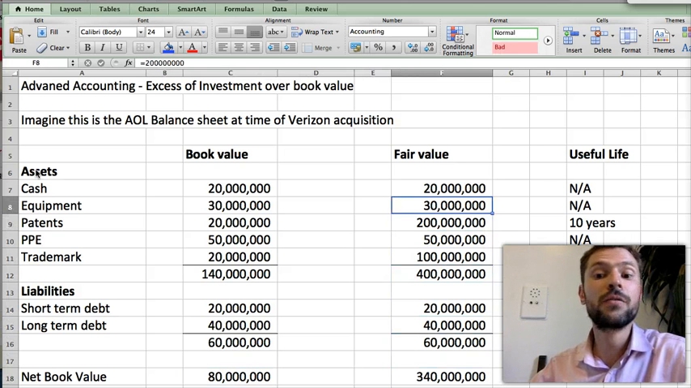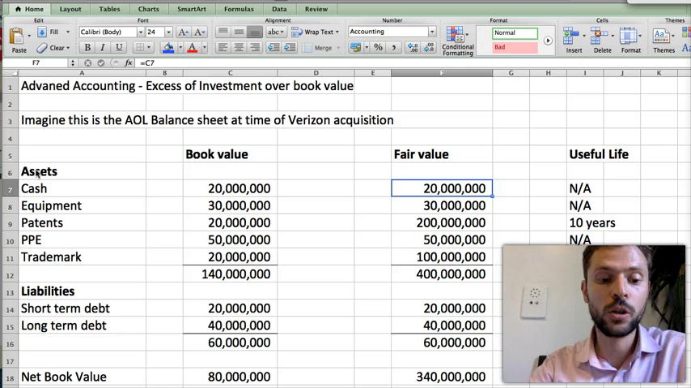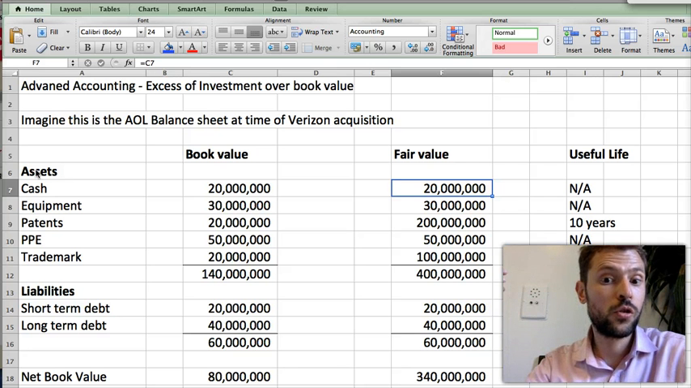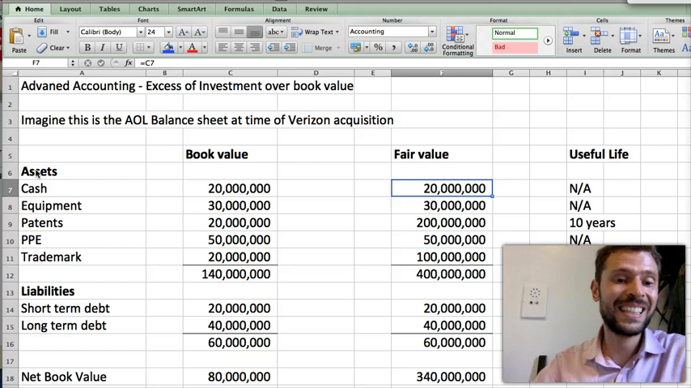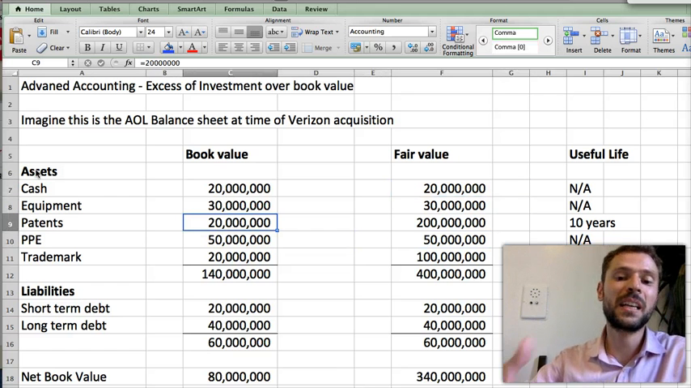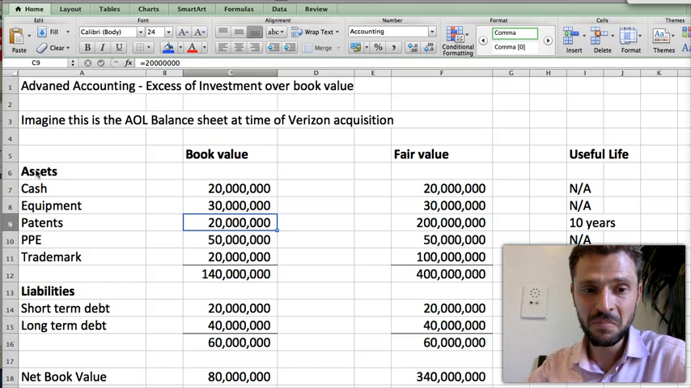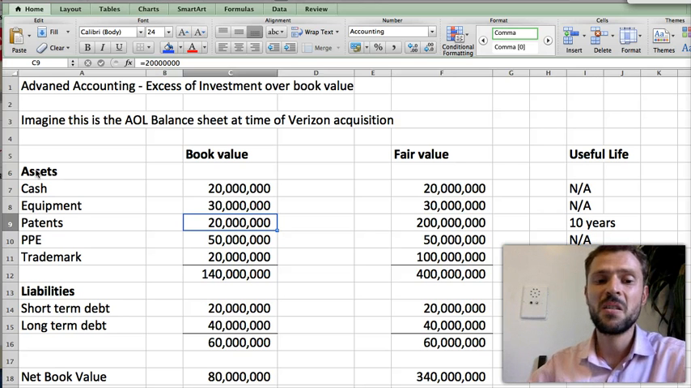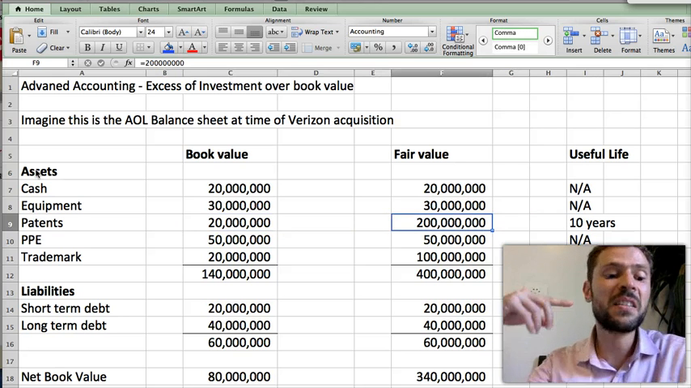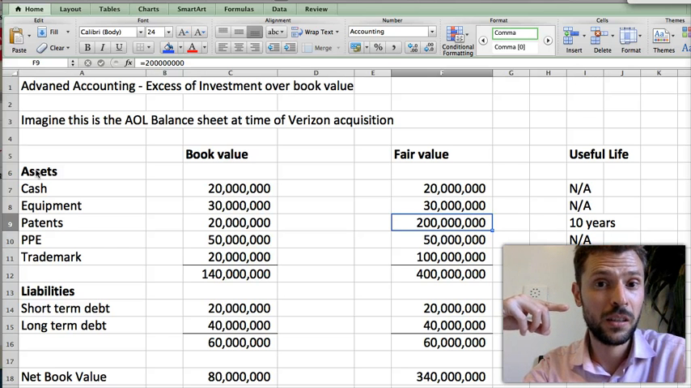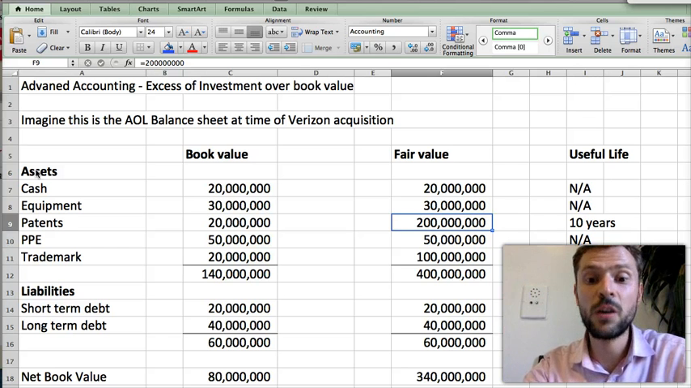And then I have to look at the fair value because, as we're going to look at in the case study, Verizon just a few weeks ago paid $4.4 billion for AOL. So some of these assets have a book value, like this patent, for example, I'm making these numbers up, of 20 million on the balance sheet. But in reality, the fair value is actually 200 million because that's what it would sell for today if somebody was going to buy the patent.